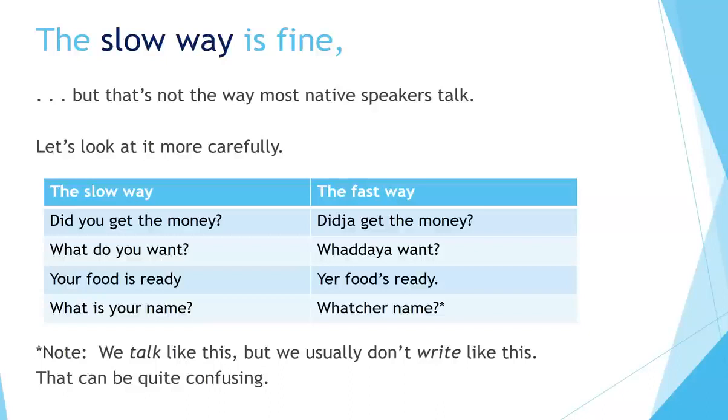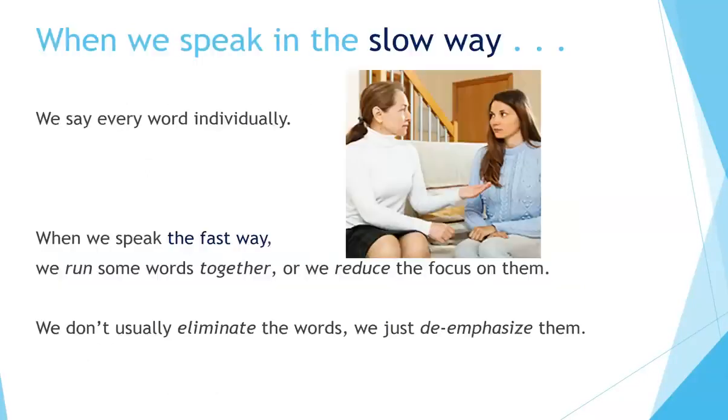Note, we talk like this, but we usually don't write like this. That can be quite confusing. When we speak in the slow way, we say every word individually. When we speak the fast way, we run some words together, or we reduce the focus on them. We don't usually eliminate the words, we just de-emphasize them.